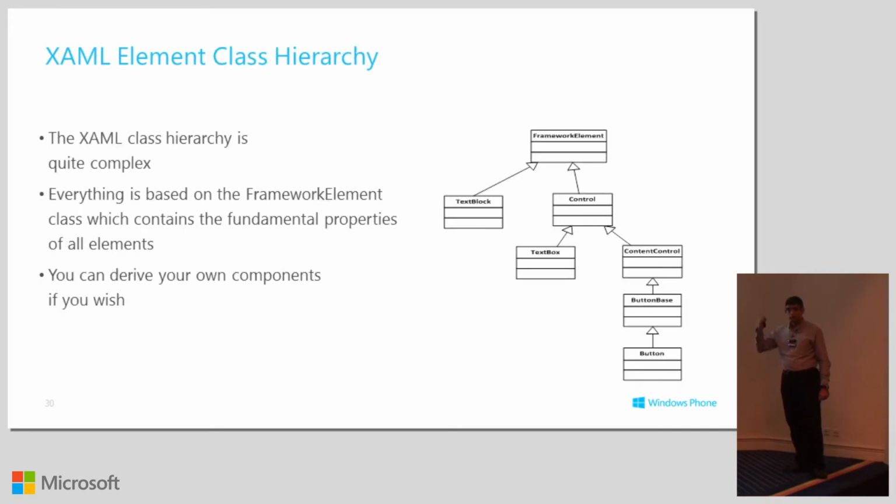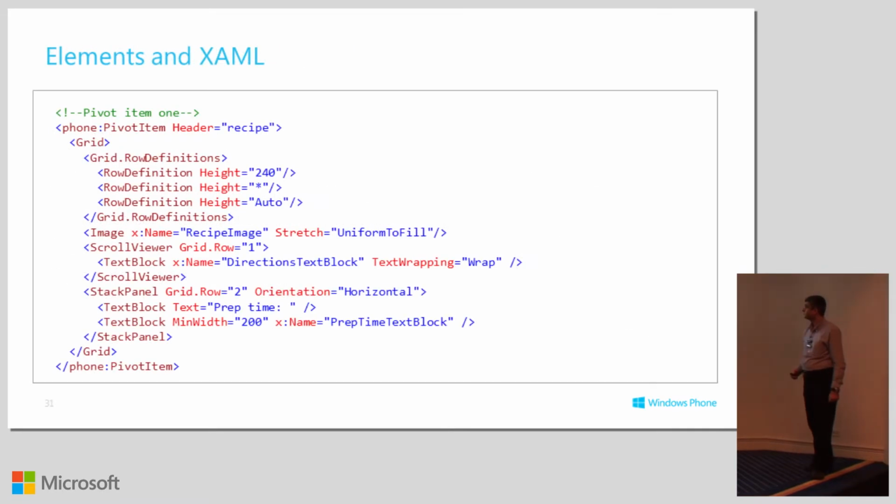And then you have a hierarchy of these objects. They all inherit from the framework element. And then you have text box, you have controls, then content control, button base, and then you have button, you have a radio button. So you have a hierarchy of objects that you can use. And you can build your own. It's very easy to take a particular control and create your own class based on that control.